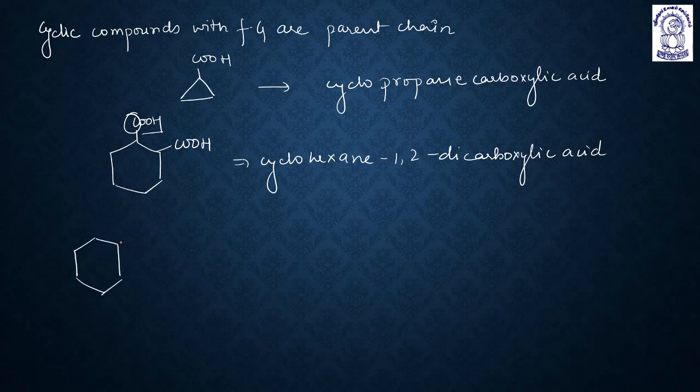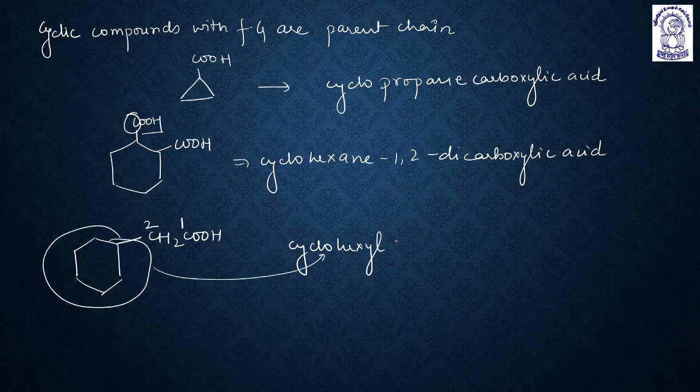If the functional group is attached to the side chain, and that side chain is further attached to the closed chain, then this is the main group. Please remember, this is the main group. Then this cyclohexyl, which is the substituent, ethanoic acid.